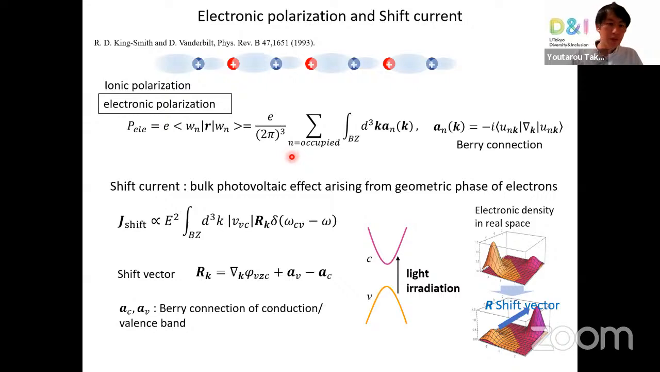So the shift current J can be written like this, and R is the shift vector. The shift vector is the difference of the Berry connection between the conduction band and the valence band. So this shift current can be viewed as the change of the electronic polarization upon the optical transitions. And the shift vector is the change of the electron density in real space.